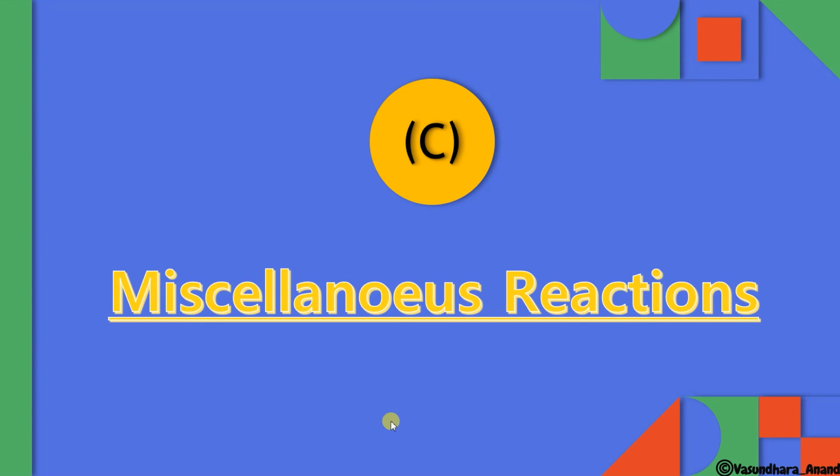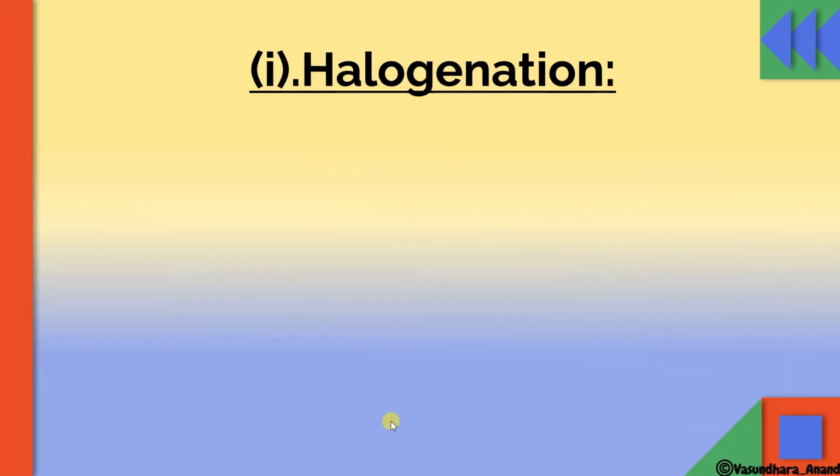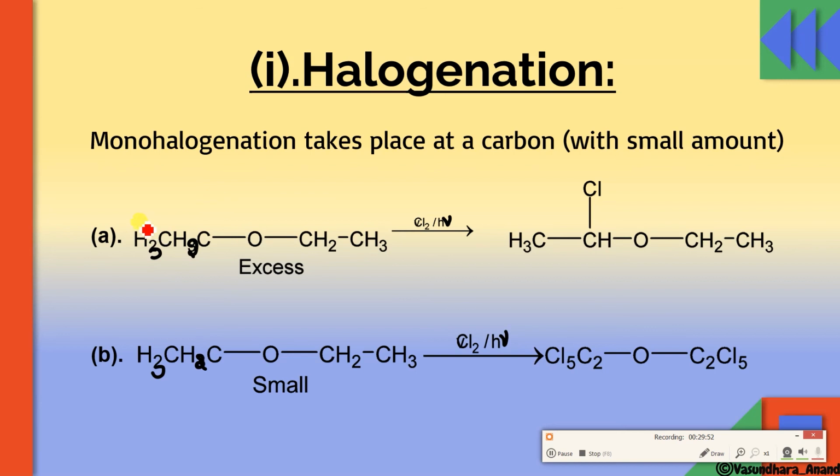Miscellaneous reactions, some miscellaneous reactions of ether we will do. Now the next is halogenation. Monohalogenation takes place at the alpha carbon with a small amount of chlorine. So when excess of ether is taken in presence of chlorine and h nu, that means less chlorine, what will happen? Only the alpha hydrogen will be substituted by chlorine. So this will form alpha chloro dialkyl ether.